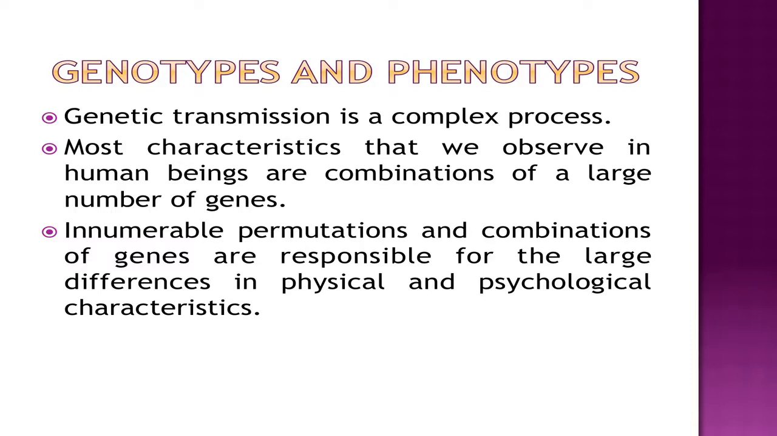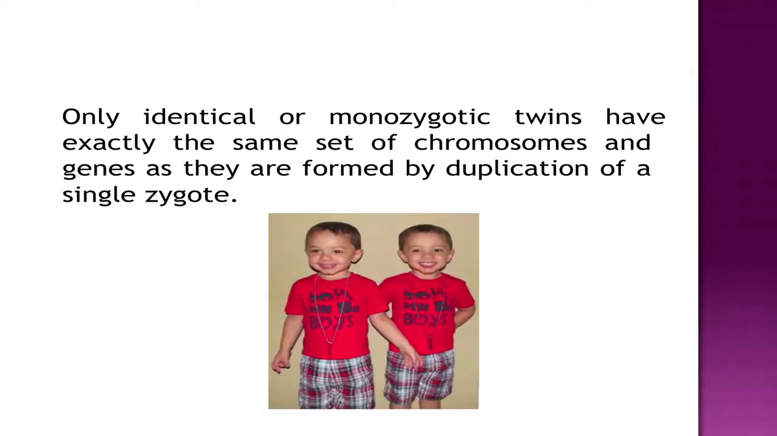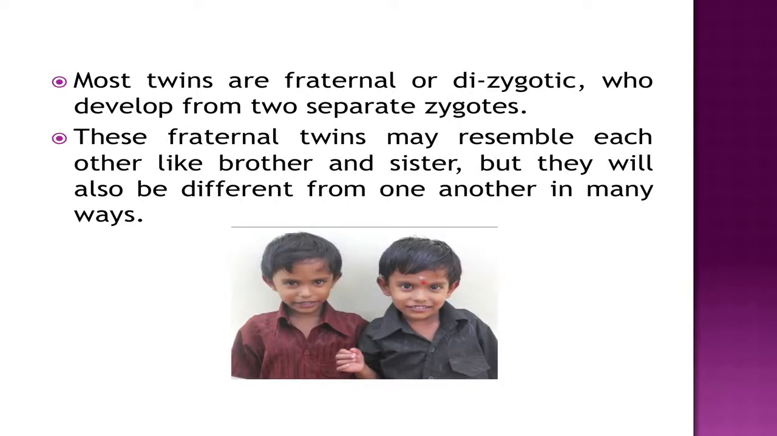Genetic transmission is a complex process. Most characteristics that we observe in human beings are a combination of a large number of genes. Innumerable permutations and combinations of genes are responsible for the large differences in physical and psychological characteristics. Identical monozygotic twins have exactly the same set of chromosomes and genes as they are formed by duplication of a single zygote. Most twins are fraternal or dizygotic, who develop from two separate zygotes.